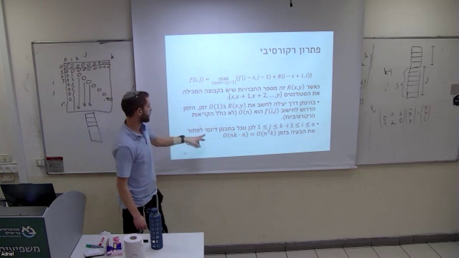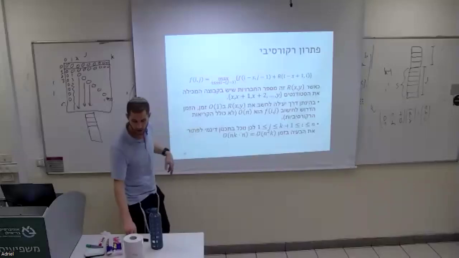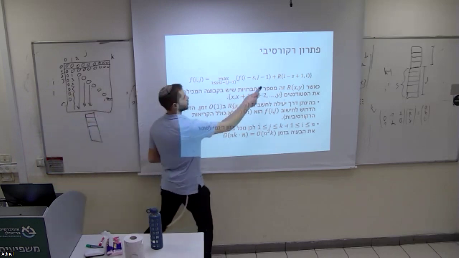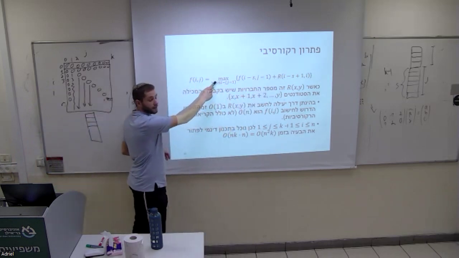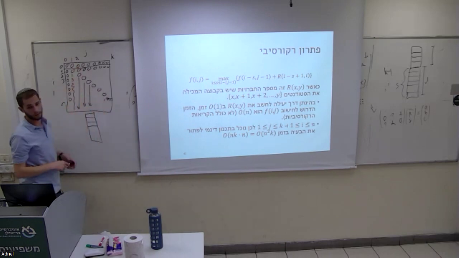Because for each cell we need to check all of the different S's, not the amount of friendships. Friendships we can check in O(1). All the different S's, so we can have at most N, right? It could be at most N if we have a lot of them. Okay?